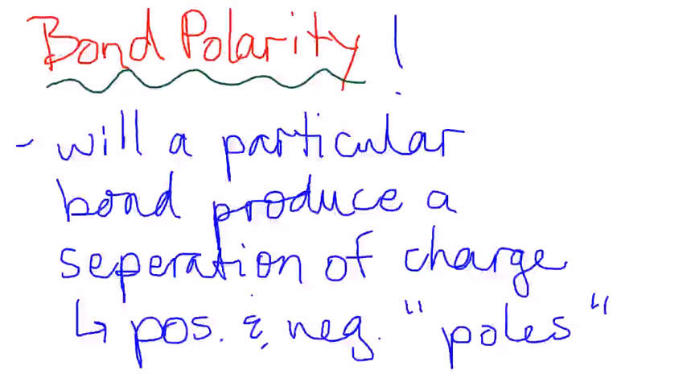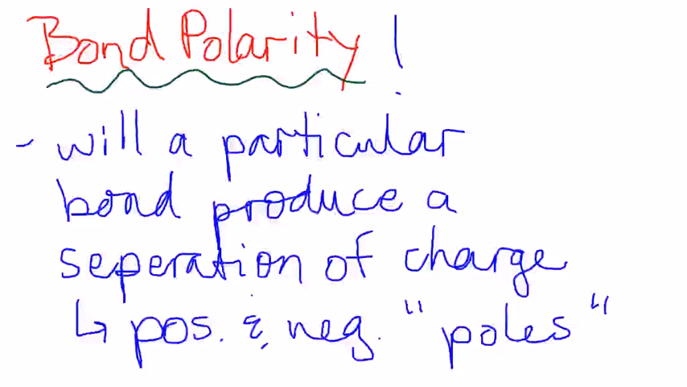So, when we're talking about bond polarity, we're talking about a very specific bond, and more often than not we're talking about covalent compounds. What this is eventually going to lead to is a discussion of the polarity of molecules, and molecules are really a product of covalent bonding. So the question is, with bond polarities, will a particular bond produce a separation of charge? In other words, is it going to produce positive and negative poles?